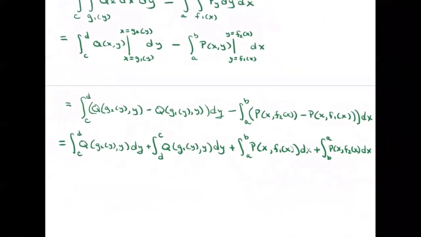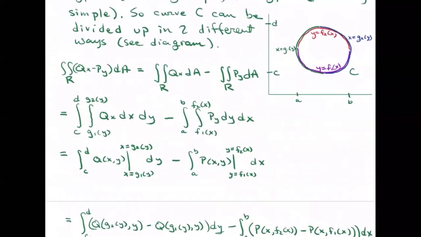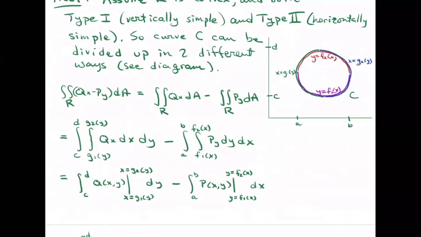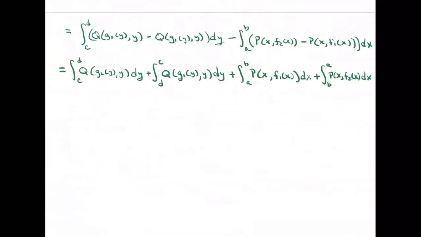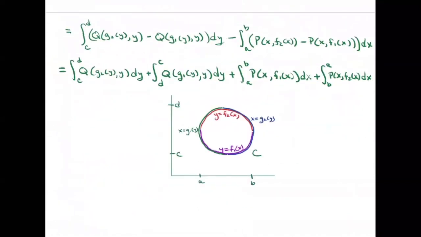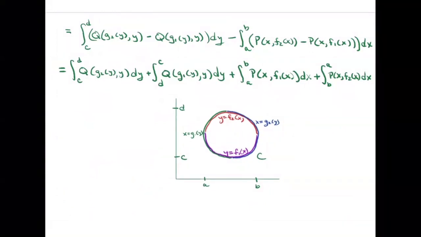Okay, so what I kind of want to do here is copy this curve. I'm just going to get this picture here and maybe bring it down just to make sure we're all paying attention to what's going on here. Okay, so the first integral has x on g2 of y, and it goes from c to d. So that's the right curve, bottom to top.